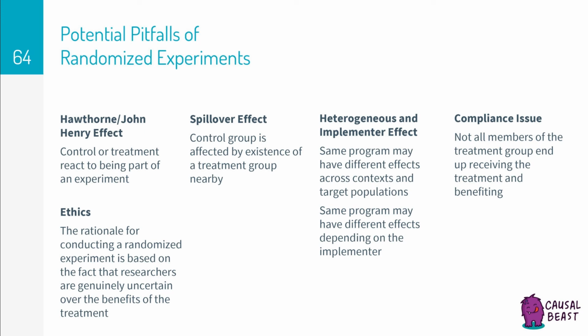Third, the heterogeneous effect. Meaning that the same experiment may have different effects across contexts and target populations. The peri-preschool program focused on African American children of ages 3 and 4, so it's conceivable that this program might not have the same magnitude of treatment effect on children of other countries or races. Fourth, compliance issues. It's usually the case that not all subjects in the treatment group end up participating in the program, and if they do participate, some subjects might drop out of the study. And lastly, ethics. Because the rationale for conducting a randomized experiment is based on the fact that researchers are genuinely uncertain over the benefits of the treatment.